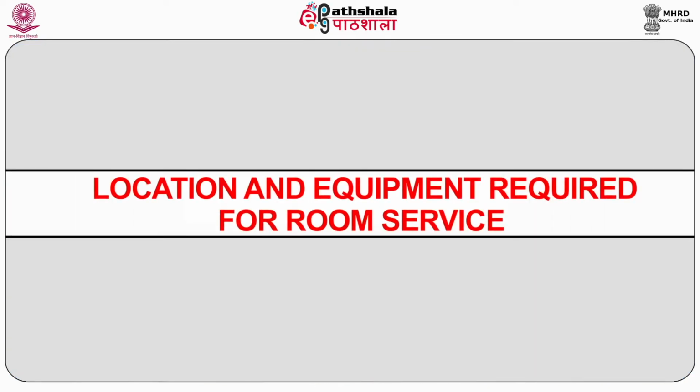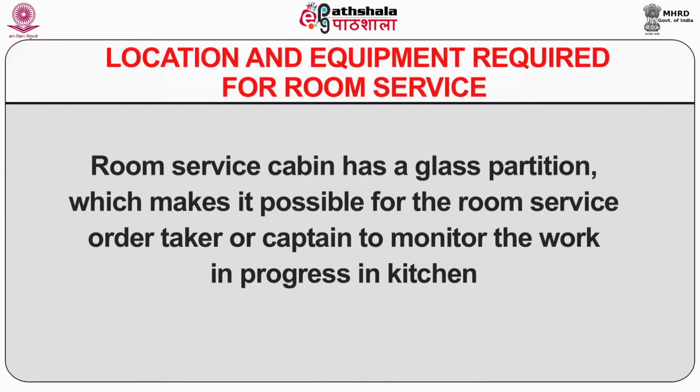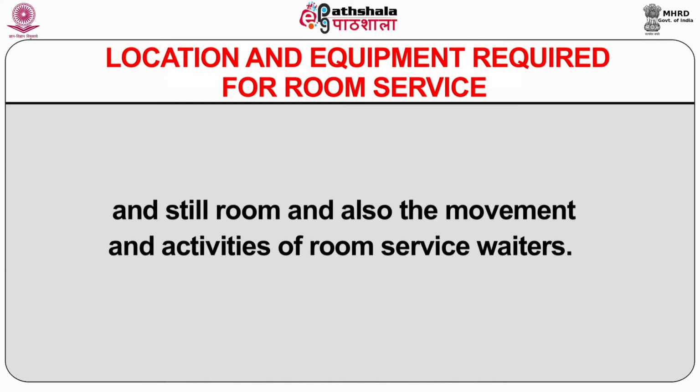Now we discuss the location for room service. The room service department of a large hotel is located near the still room, main kitchen, and service elevator. The room service cabin has a glass partition which makes it possible for the room service order taker or captain to monitor the work in progress in the kitchen and still room, and also the movement and activities of room service waiters.